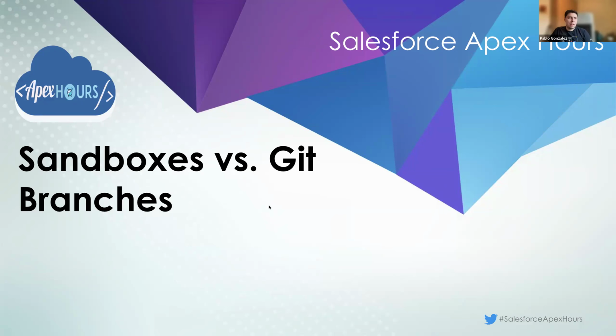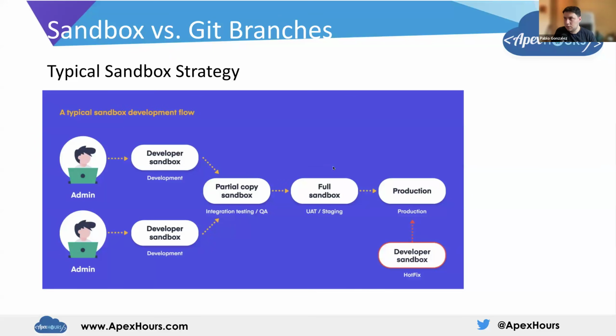Now, before we can deep dive into Git branching strategies, I need to pause and talk about sandboxes versus Git branches, because it's impossible to talk about Git branching strategies without addressing sandboxes. Now, this is a typical sandbox strategy that I'm sure you've all seen and some of us use, right?